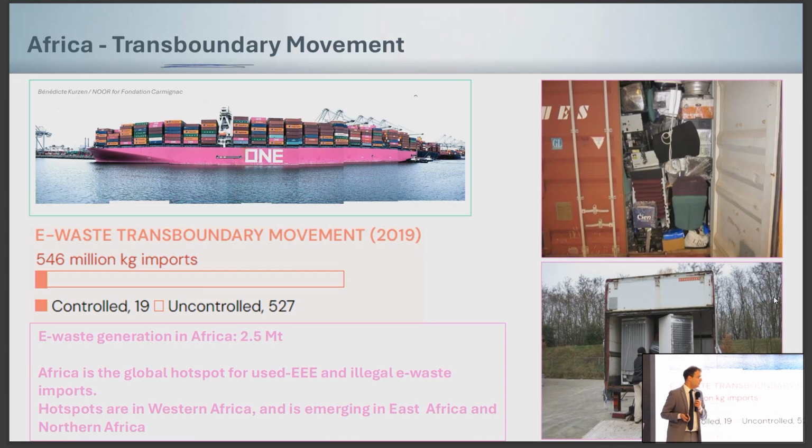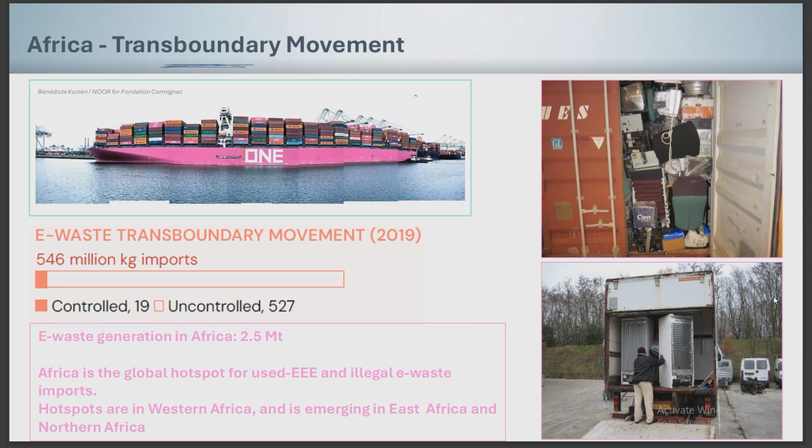Another aspect which was also discussed yesterday is the transboundary movement of electronic waste. In the entire continent of Africa, it receives approximately 500 million kilograms of imports into the country. Only 19 of those are controlled, so compliant with the Basel Convention. The vast majority is uncontrolled.